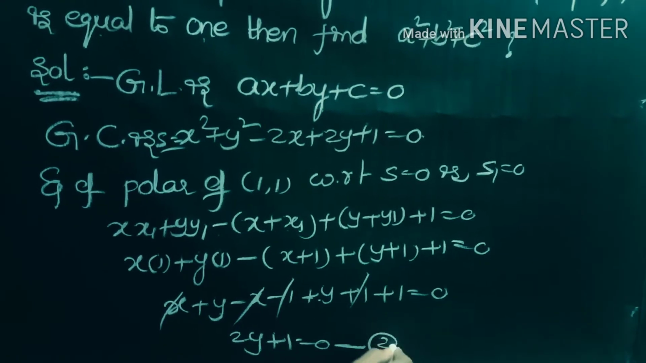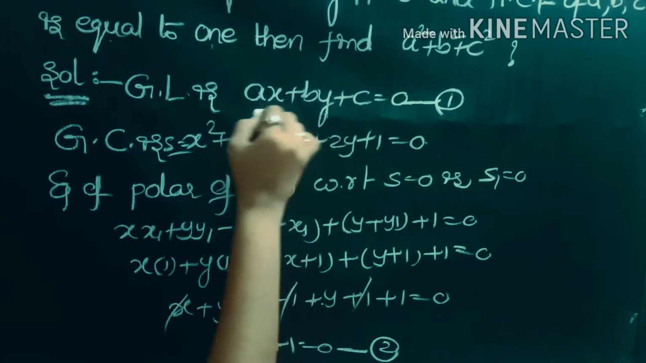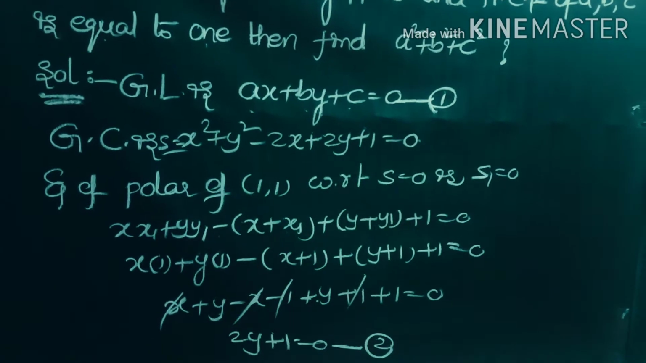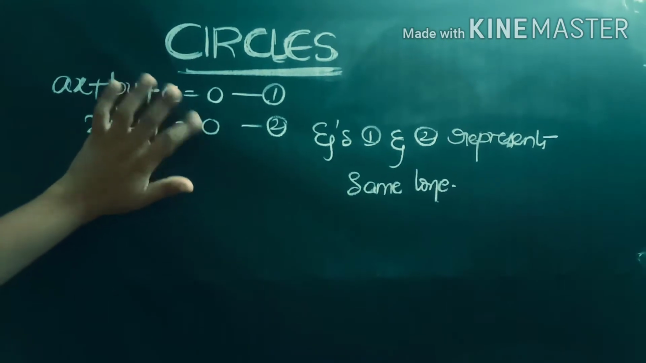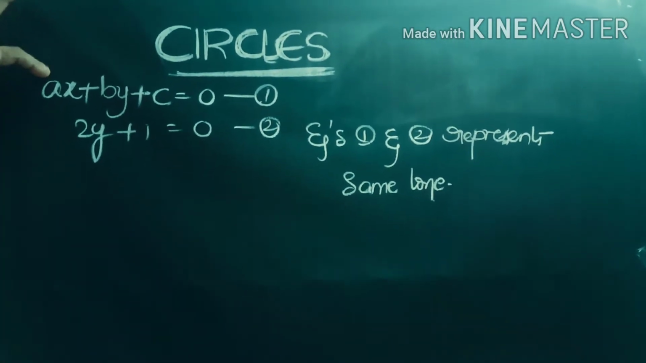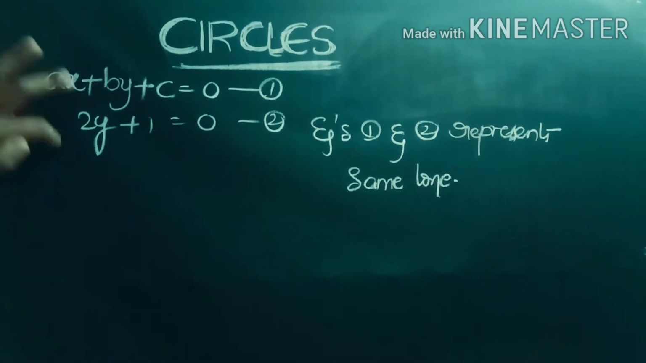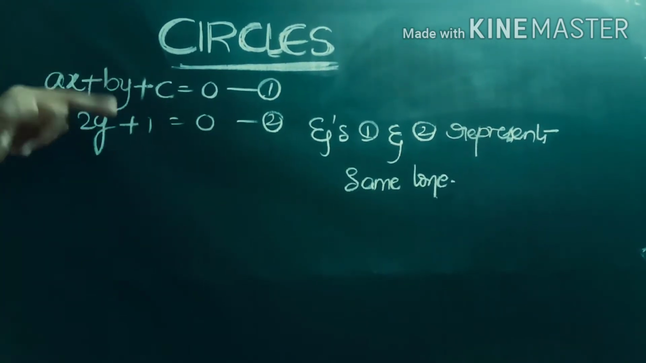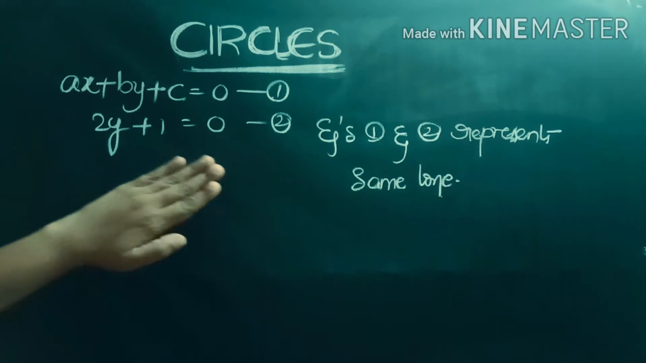This is equation 2. Already we have that ax plus by plus c equal to 0 is the equation of the polar. That is equation 1. Equations 1 and 2 represent the same line. That is, given that it is the equation of the polar, and we get the equation of the polar as 2y plus 1 equal to 0. Therefore both of the equations represent the same polar line.